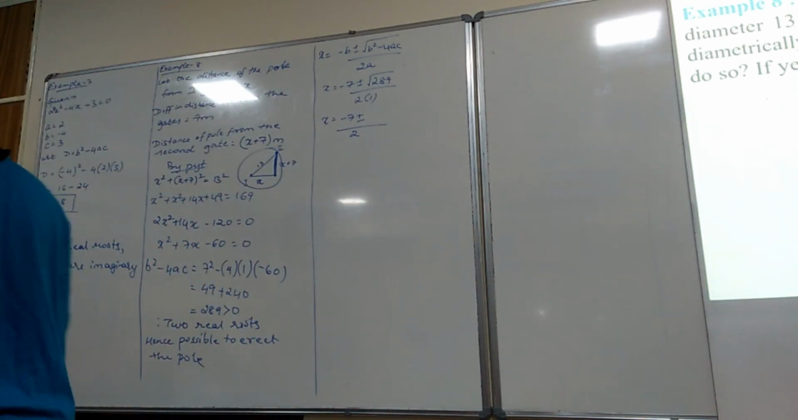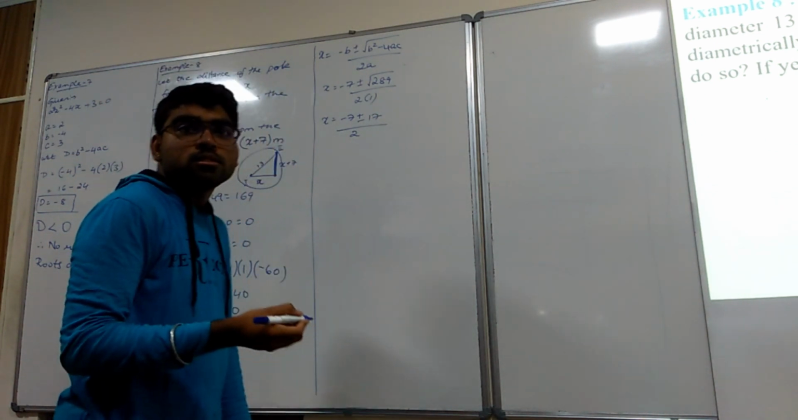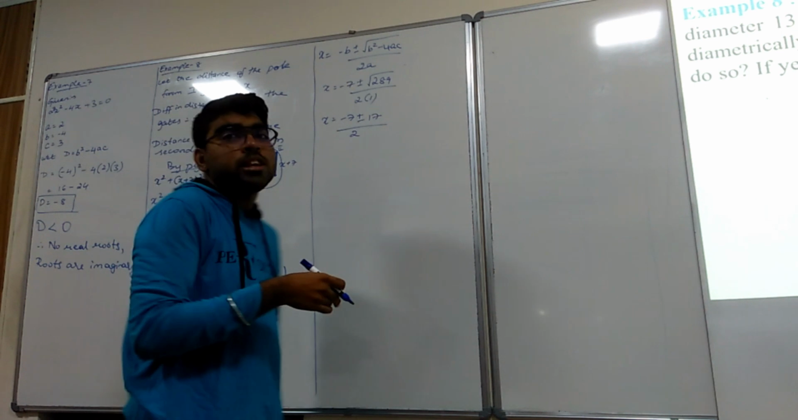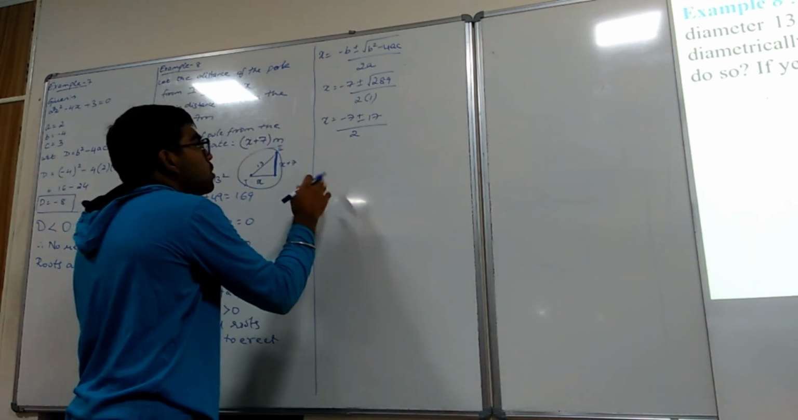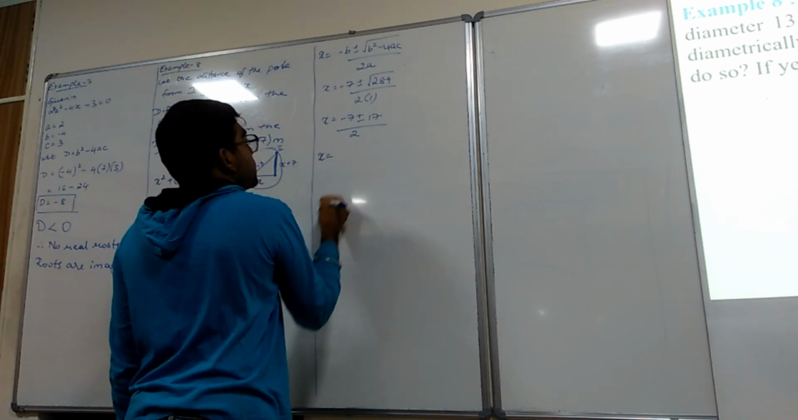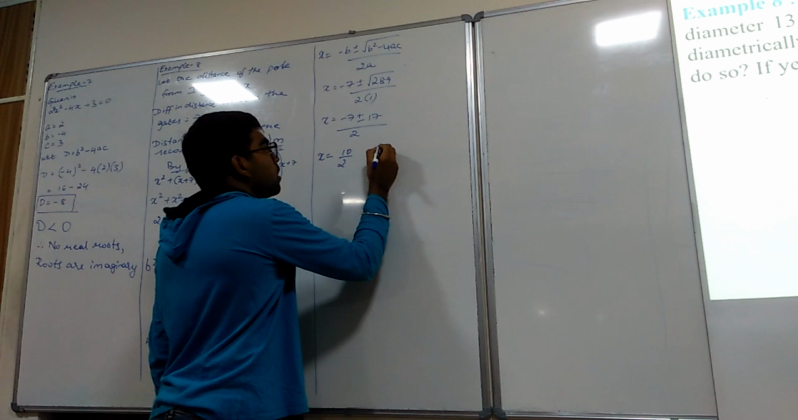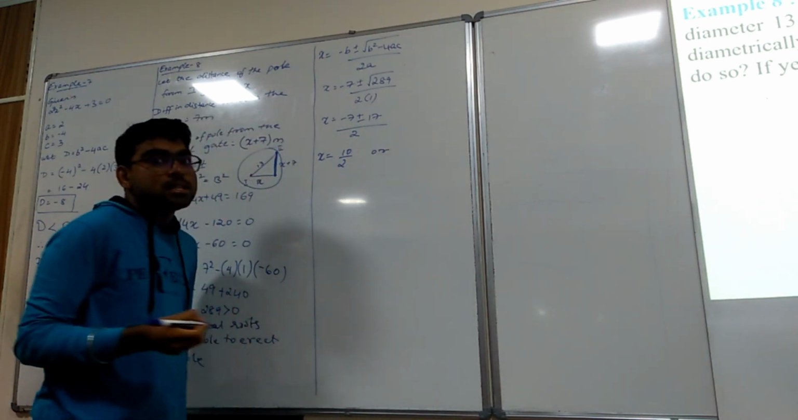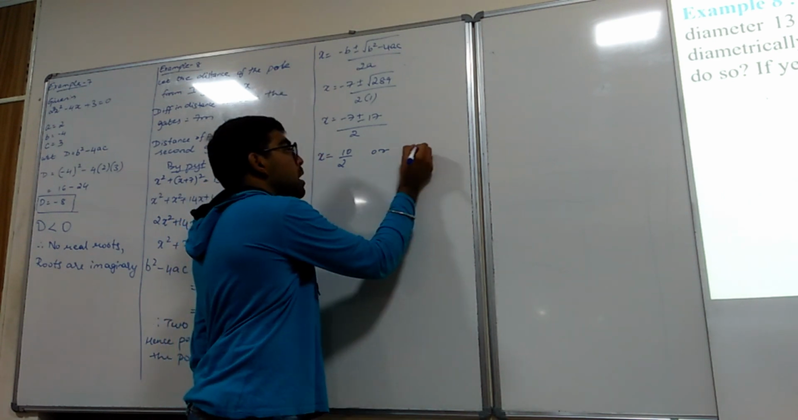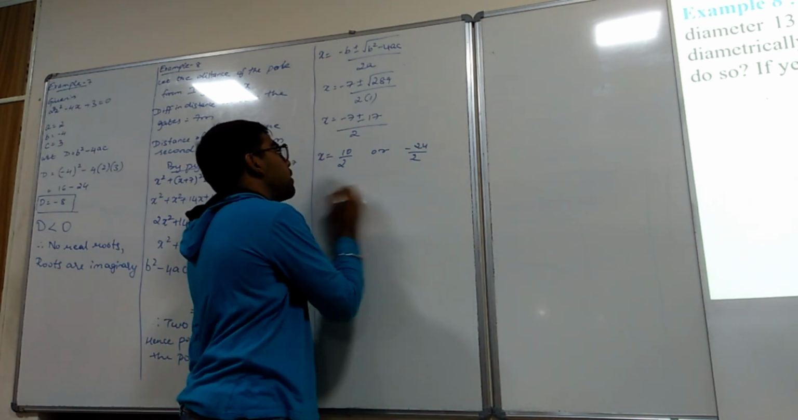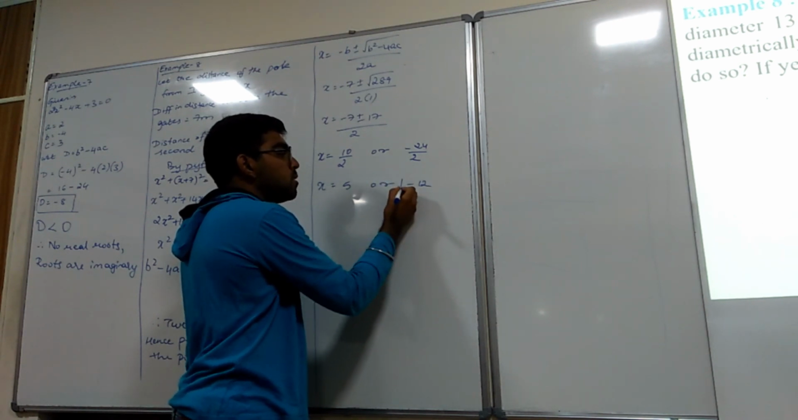Louder. 17. Calculate 1. 17 tables, what is the value? Okay, so what will be the value? Minus 7 plus 17 by 2, and minus 7 minus 17, what will it be? 10 by 2, and minus 24 by 2. So x is equal to either 5 or minus 12.